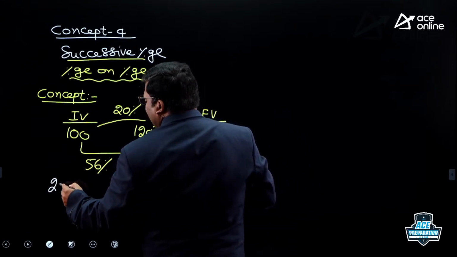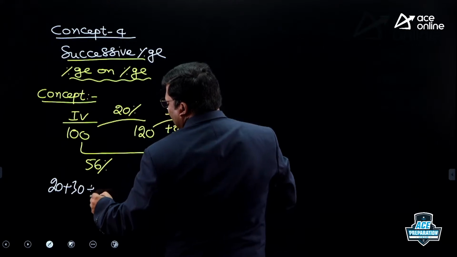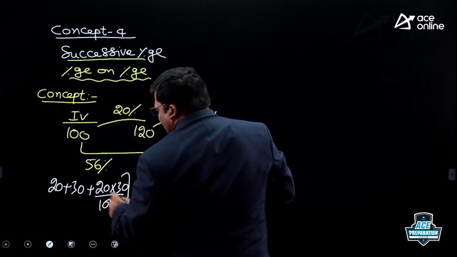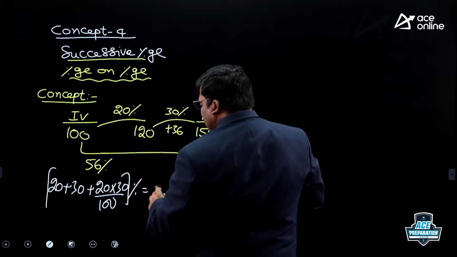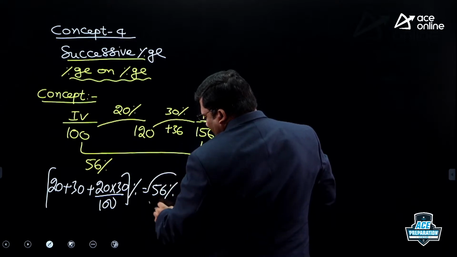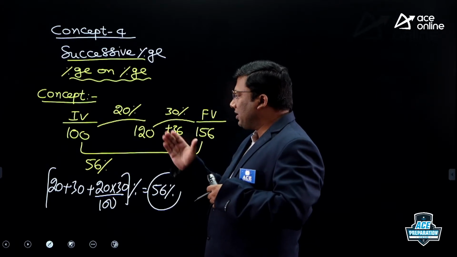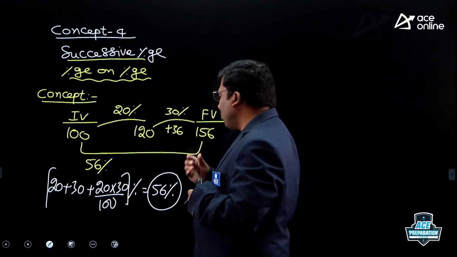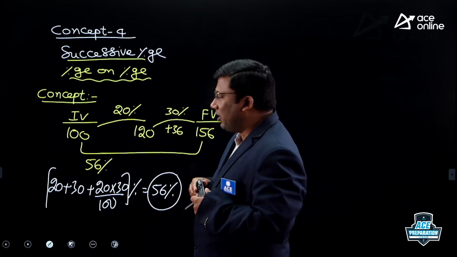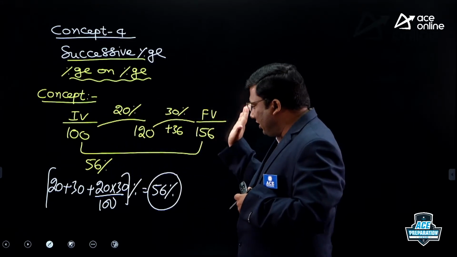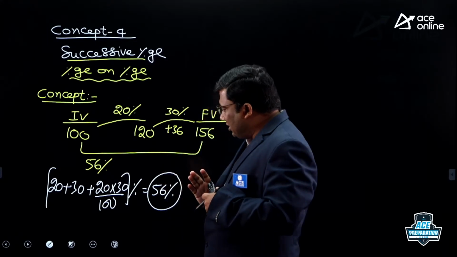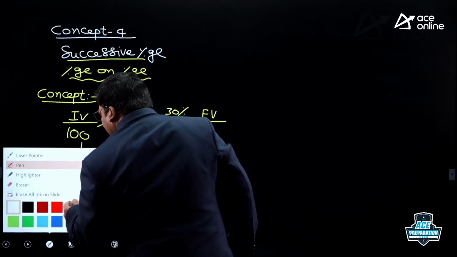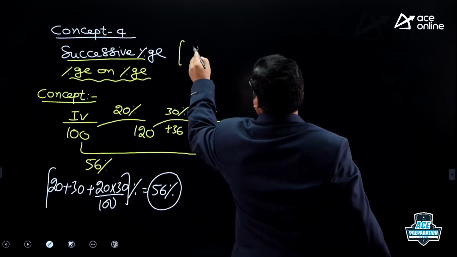Overall, what is the increase? 56%, which can be given by A plus B plus A into B by 100. Almost everybody who is watching this video can conclude that it is 56%. On 120, 30% more is plus 36. The final value is 156. 100 is becoming 156. Overall increase is 56%. Almost everybody uses this concept to solve the problem.